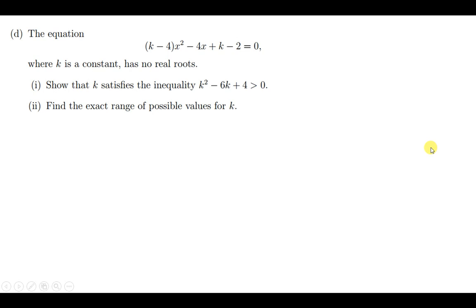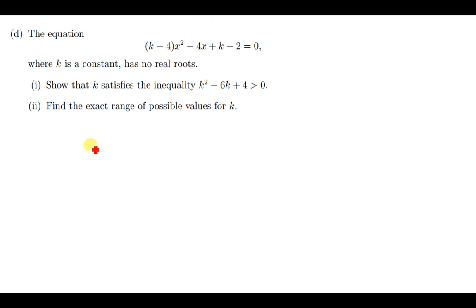Let's look at the other question. This other question is also similar to the previous question, so I'm just going to do it very quickly. They're saying the equation, where k is a constant, has no real root, meaning it has complex roots. They are saying show that k satisfies the inequality k squared minus 6k plus 4 greater than 0, and find the exact range of possible values of k.